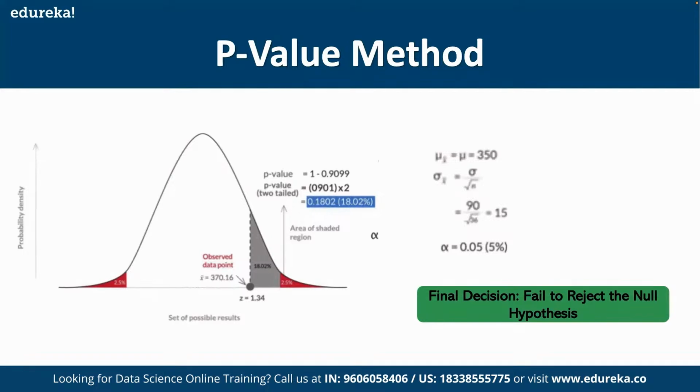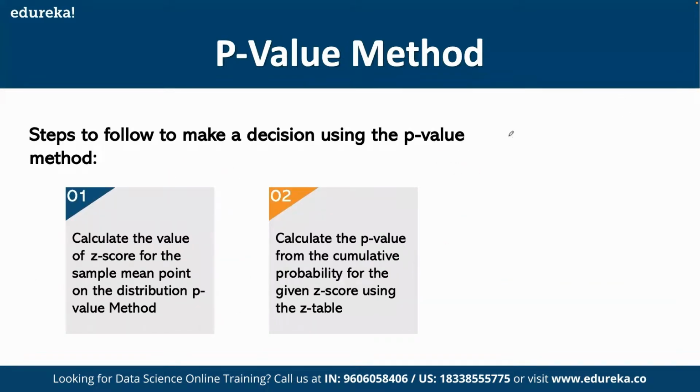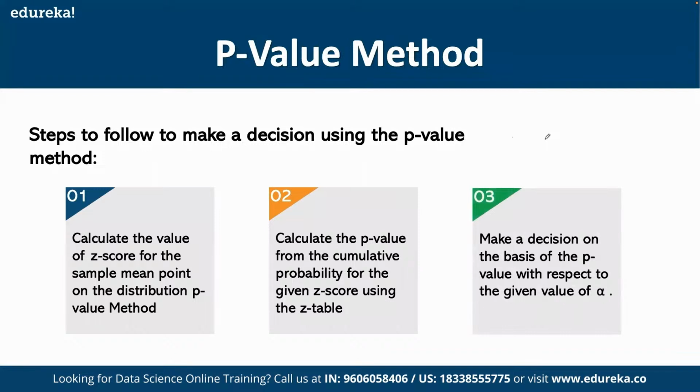In the p-value method, the steps that we follow in hypothesis testing are, first, we calculate the Z score for the sample mean point on the distribution. Then we calculate the p-value from the cumulative probability for the given Z score using the Z table. This is followed by making a decision on the basis of the p-value with respect to the given value of alpha. So you're now familiar with two methods: the p-value method and the critical value method.